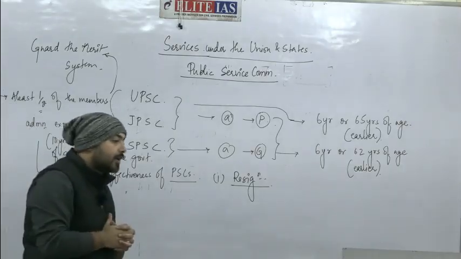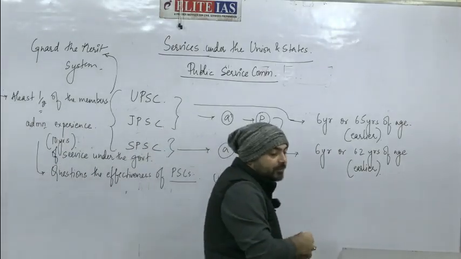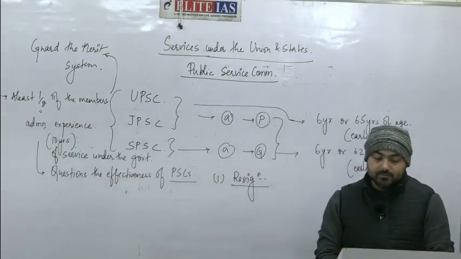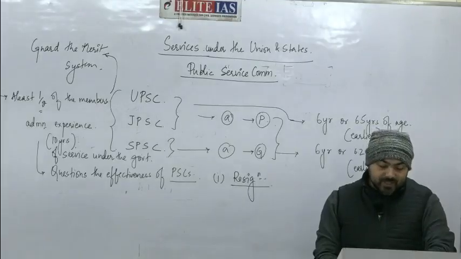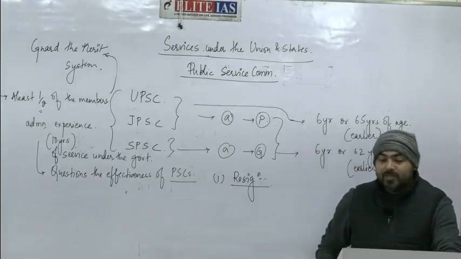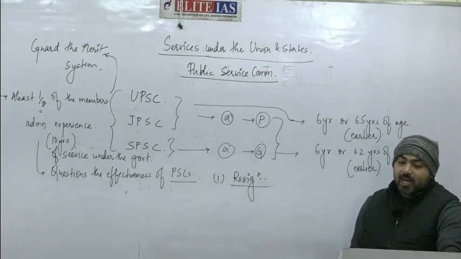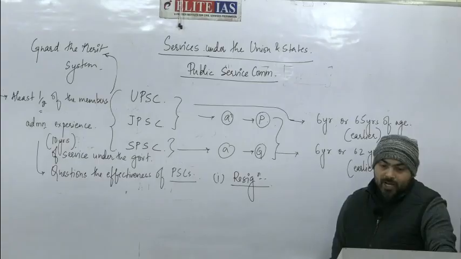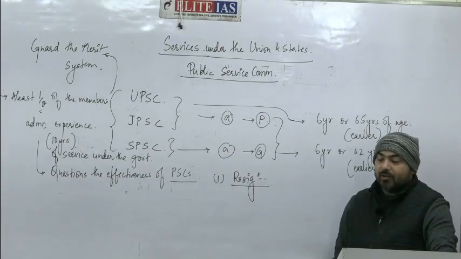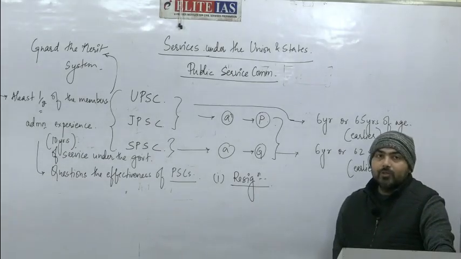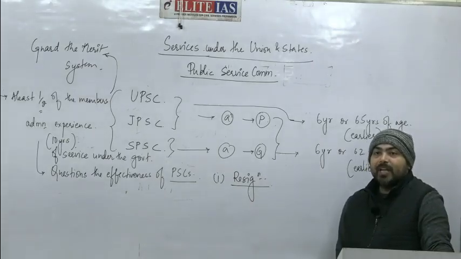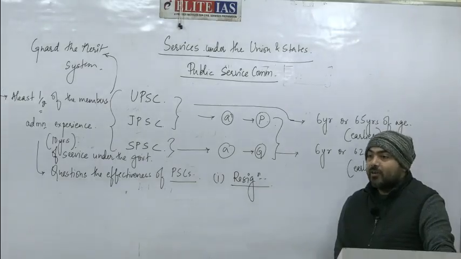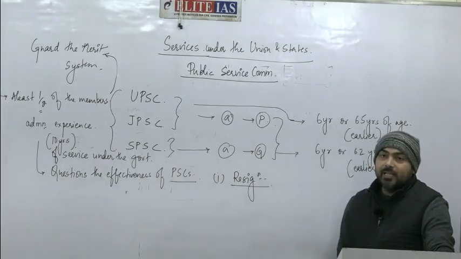First, the members of Public Service Commission can be removed from service only on the grounds provided under the Constitution. So executive cannot at any given point of time remove them. They can be removed only on the ground that has been mentioned in the Constitution. Except for that, they cannot be removed.